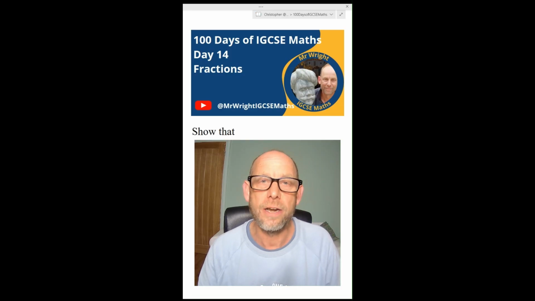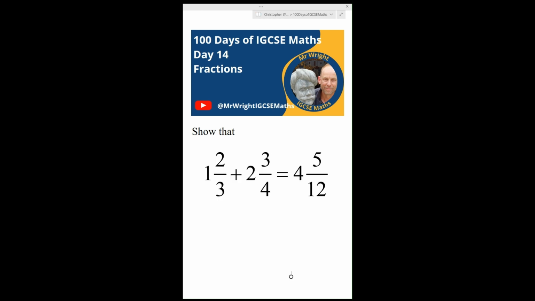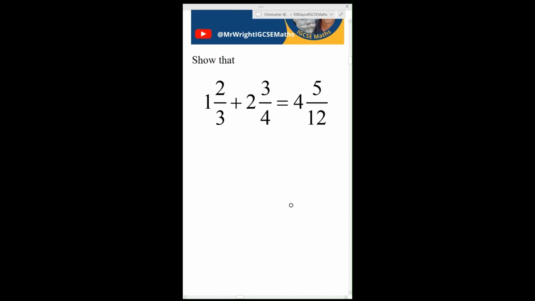It's day 14 of 100 days of IGCSE Maths exam questions. Now's your chance to pause if you want to do the question before me. Okay, I'm going to add up these mixed numbers on the left-hand side and hope that I get what it says I should get on the right-hand side. I've added the wholes. I'm going to turn these into twelfths. Timesing by 4 for the first one, timesing by 3 gives me 3 and 17/12, which is indeed 4 and 5/12.